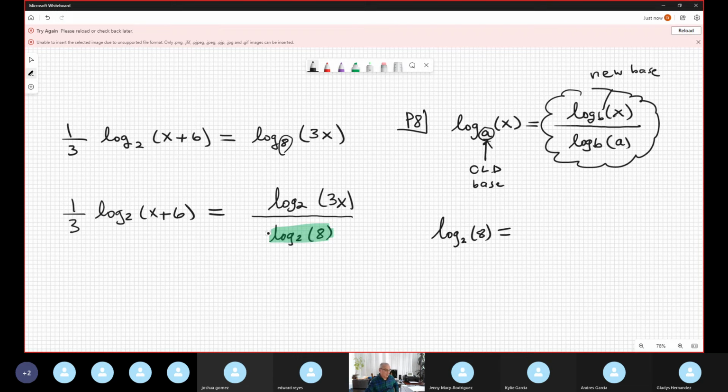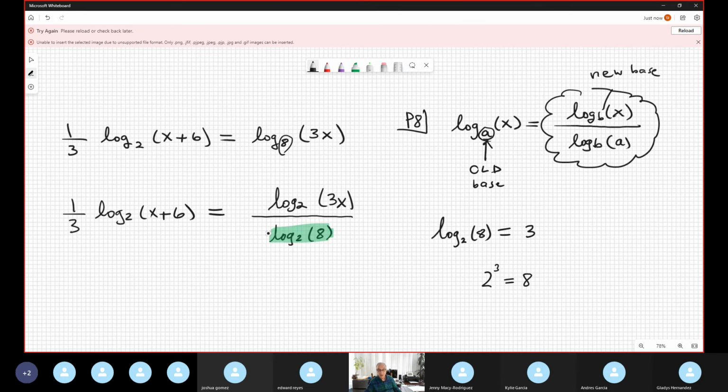Gladys says 3. Gladys, you computed with the calculator or intuition? Intuition. Could you explain your intuition? So the base is 2, and the answer is an exponent. So I just thought, what exponent would make 2 to the exponent equal 8, which is 3. Excellent. Another possibility, calculator. Intuition in the easy scenario and calculator in the complicated scenario.